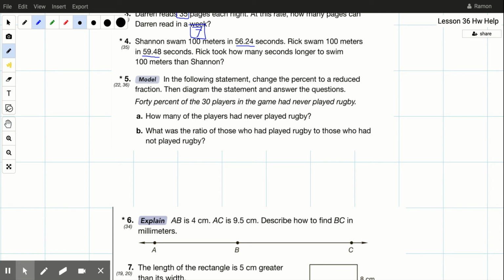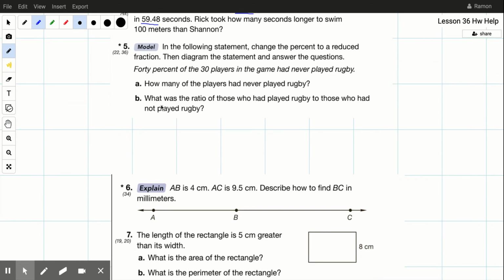Keep in mind that when we're subtracting, we want to put the larger value in the minuend, so on top. Number 5, in the following statement, change the percent to a simplified fraction, then diagram the statement and answer the questions. 40%, and we know percentages are just out of 100, of the 30 players had never played rugby. How many had never played rugby? And then what was the ratio of those who had played rugby to those who had not played rugby?